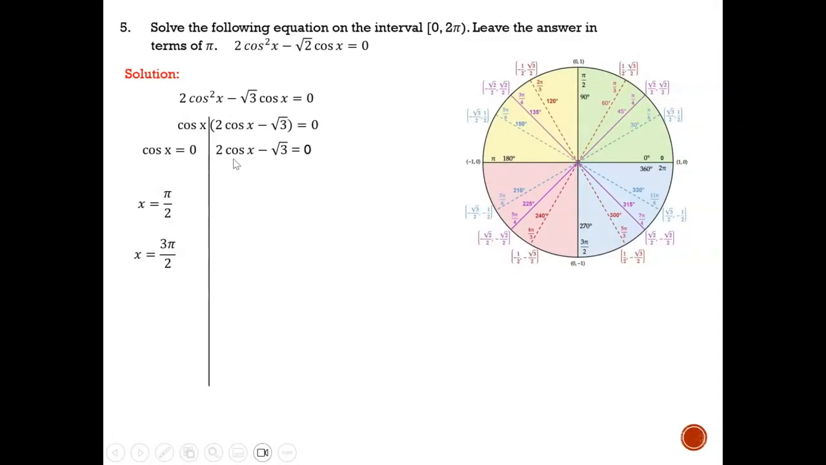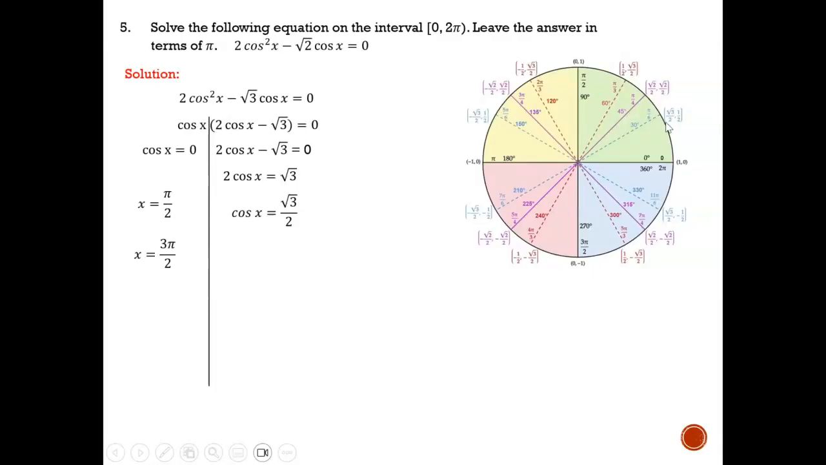Now for the second part, let's solve for x. First I'm going to add the square root of 3 to both sides. So we have 2 cosine x equals the square root of 3. We divide both sides by 2. So cosine of x equals square root of 3 over 2. Now, where is the cosine of x equal to square root of 3 over 2? Notice this is positive, so it's going to be in quadrants 1 and 4, because the cosine is positive in quadrants 1 and 4. So let's go here.